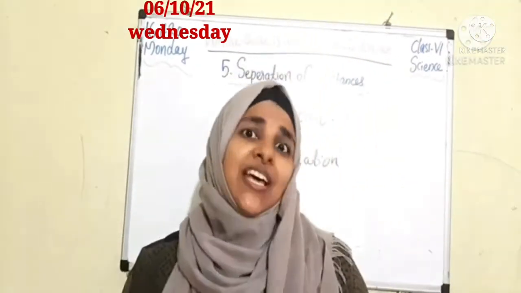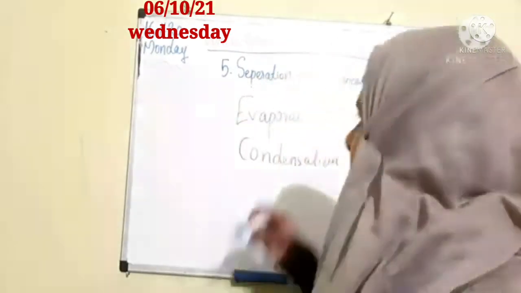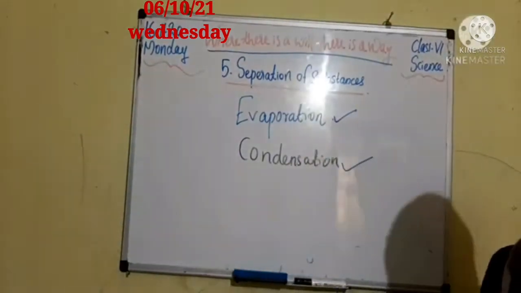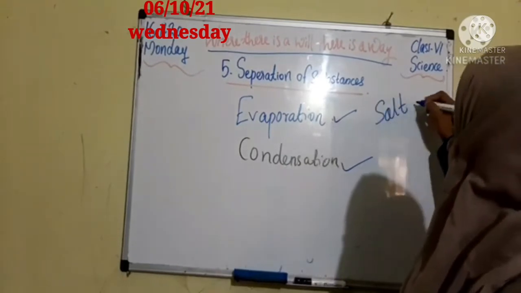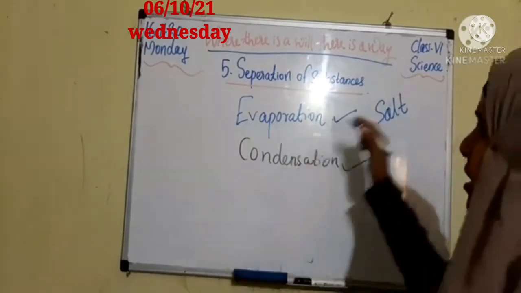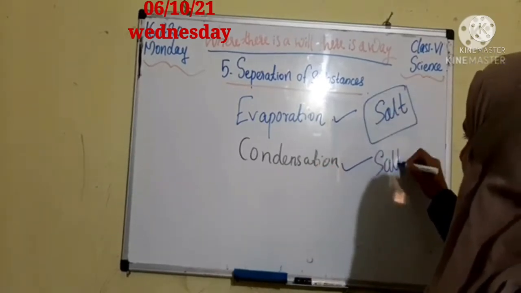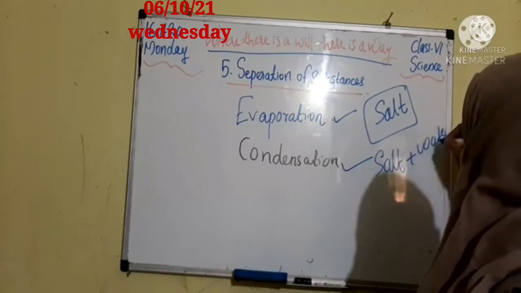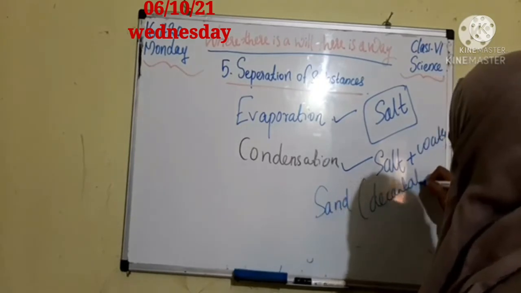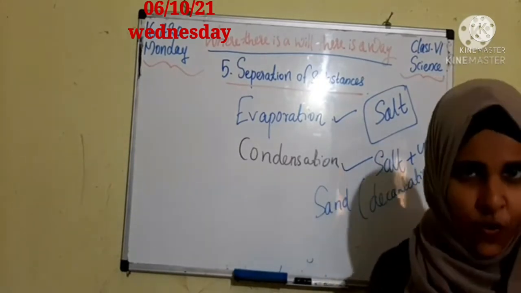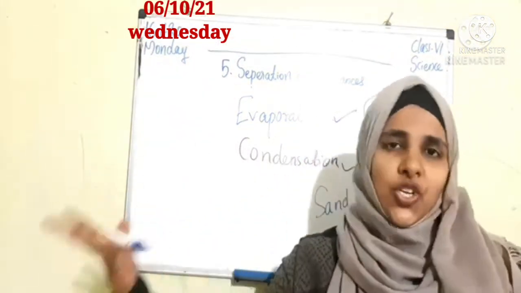Now we have separated the mixture of salt, sand and water by the processes of evaporation and condensation. Through evaporation, we separated salt from the solution, right? And through condensation, we separated salt and water, right? And sand we separated through decantation, which we already learned in our last class. Clear, all of you? So different methods of separation are used for separating a mixture of substances.